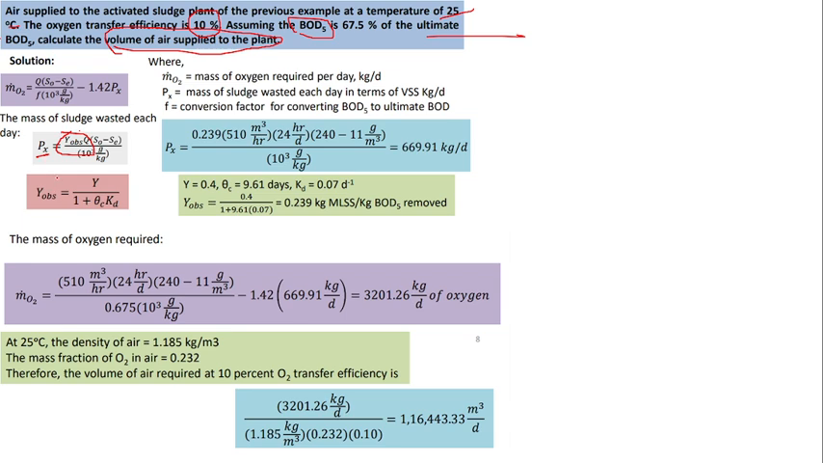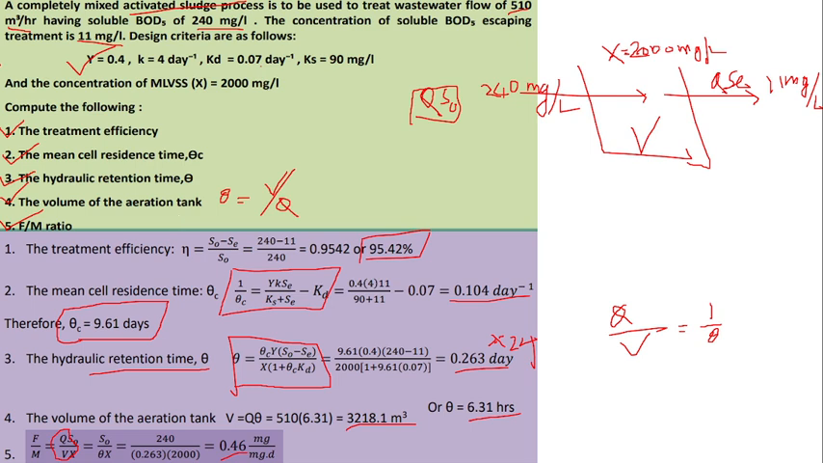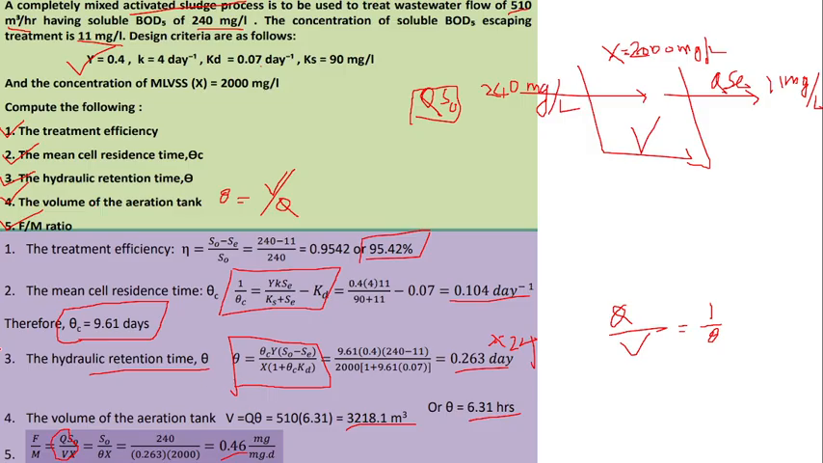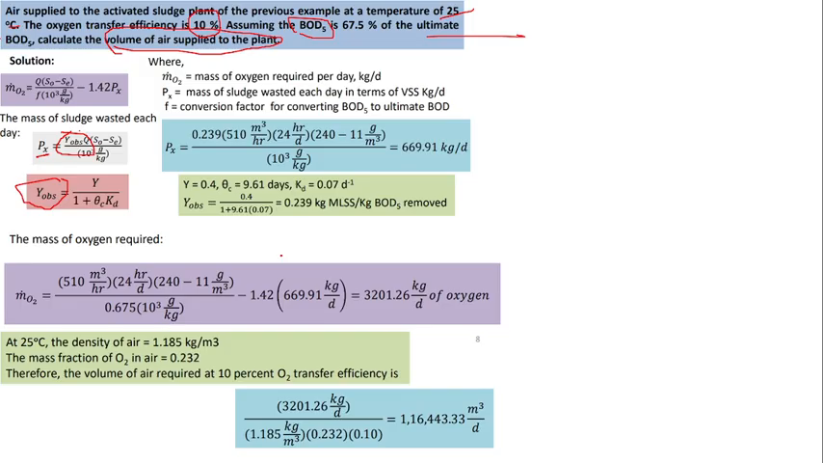So here, first we need to find the Y absorbed. So Y absorbed is equal to Y divided by 1 plus theta c into kd, and the value of Y is 0.4, kd is 0.07 and theta c is obtained as 9.61 days, right? So substitute all the known values here. We will obtain the Y absorbed as 0.239.